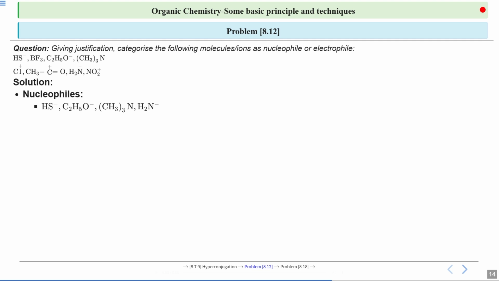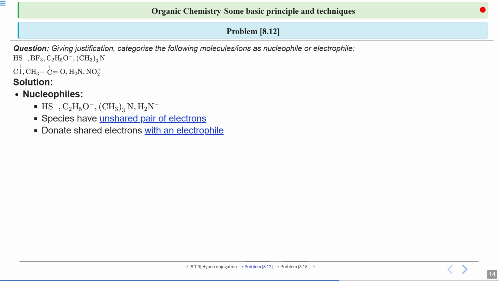And if you consider these four species, three of them contain a negative charge, whereas the (CH3)3N contains a lone pair. So that is the reason it is a nucleophile. These are the only two possible conditions for a substance to be a nucleophile. The species have an unshared pair of electrons. If they have a negative charge or a lone pair, you can say that they have an unshared pair of electrons that can be donated.